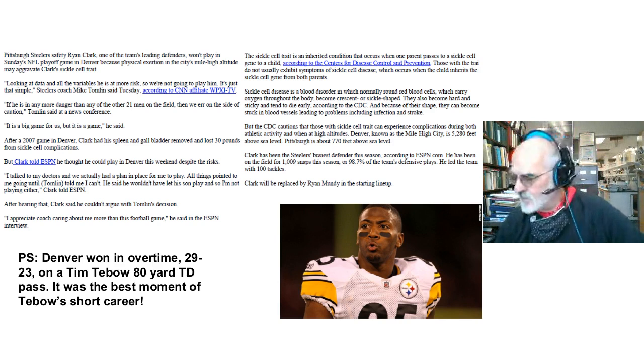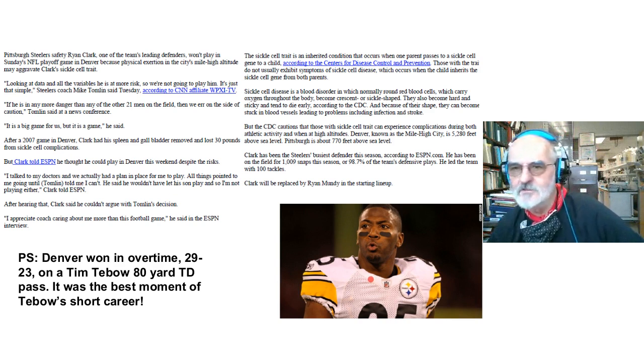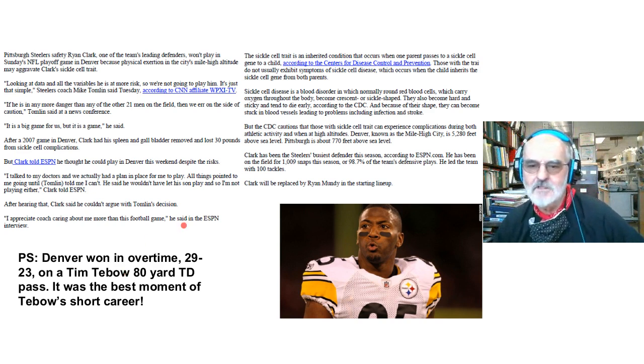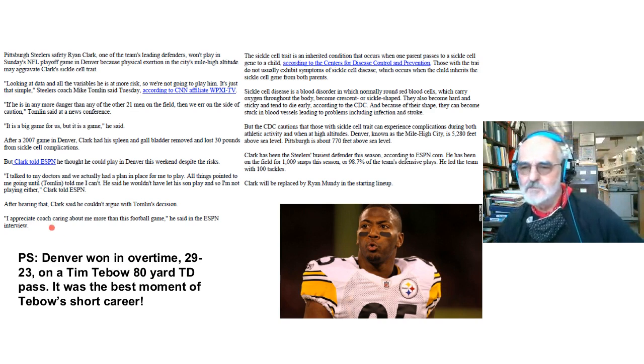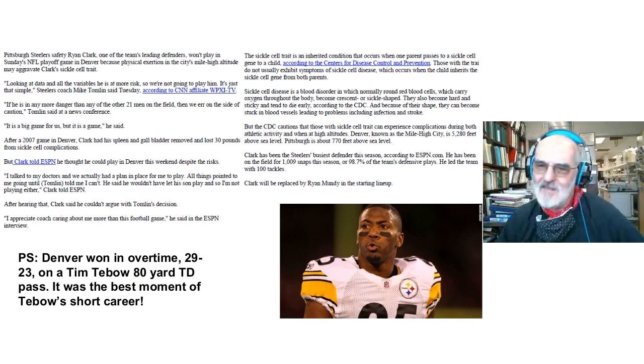Okay, so that was just a big deal at the time, pointing out that this guy had already had a crisis in Denver, and they weren't going to play him in the next game. He was a defensive back, by the way. The game went to overtime. Tim Tebow was the quarterback of Denver at the time. And there was an 80-yard touchdown pass thrown where the defensive back, his substitute, didn't make a tackle, and Denver won the game.